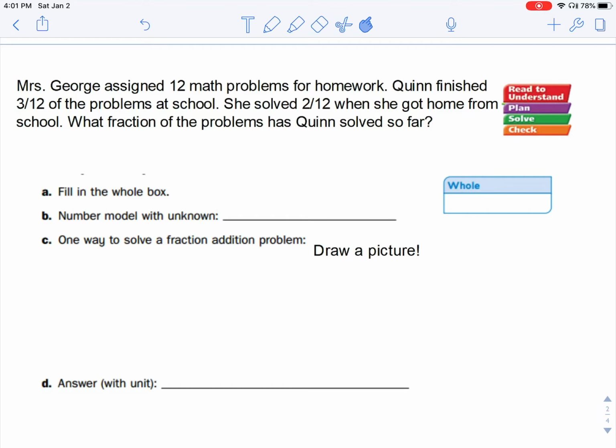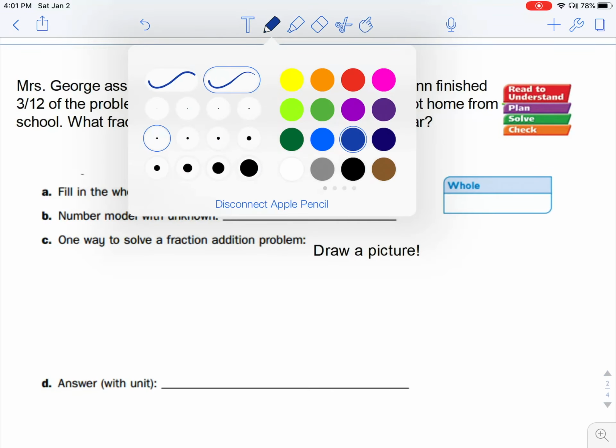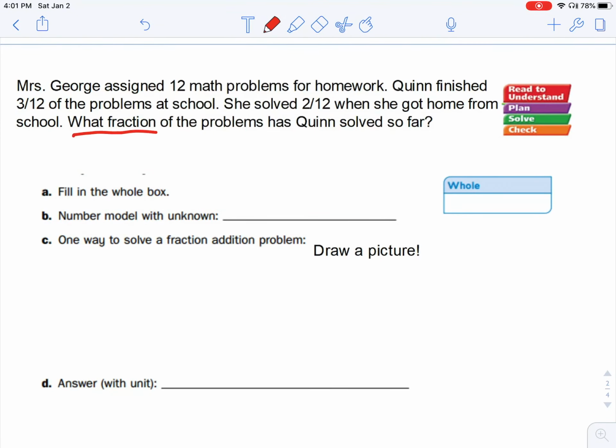Read to understand, follow along with me. Mrs. George assigned 12 math problems for homework. Quinn finished 3/12 of the problems at school. She solved 2/12 when she got home from school. What fraction of the problems has Quinn solved so far? So what's the question asking here? What fraction of the problems has Quinn solved so far?